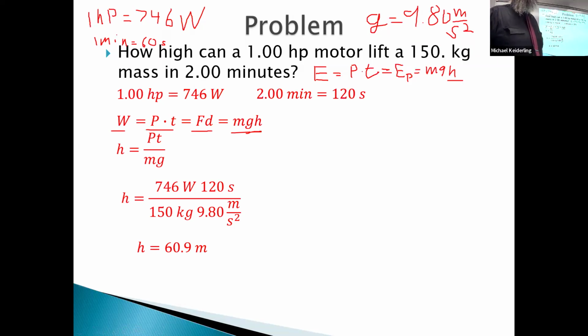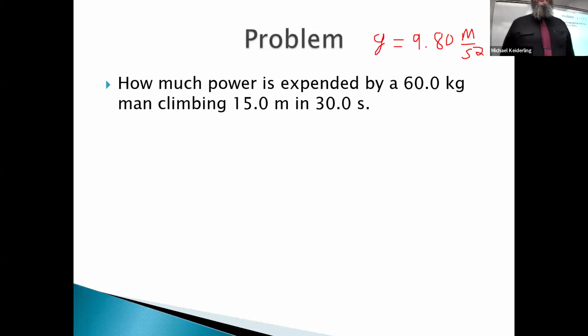There it is with 150, because 150 makes it 60.9 meters, which is a lot more reasonable. But yeah, 1 horsepower is actually a lot of power. So how much power is expended by a 60-kilogram man climbing 15 meters in 30 seconds?